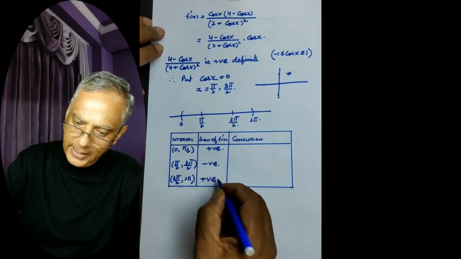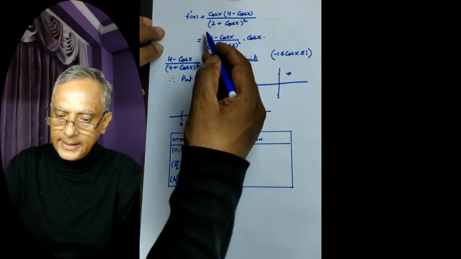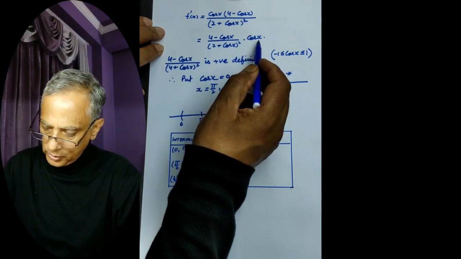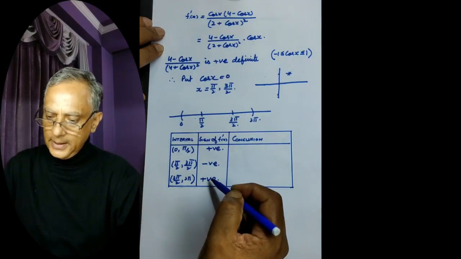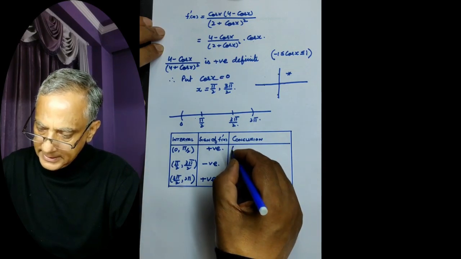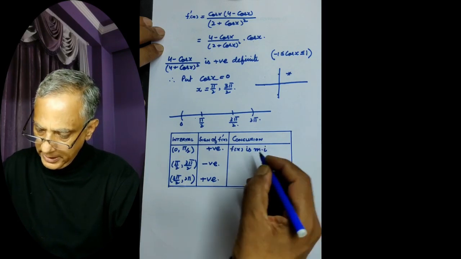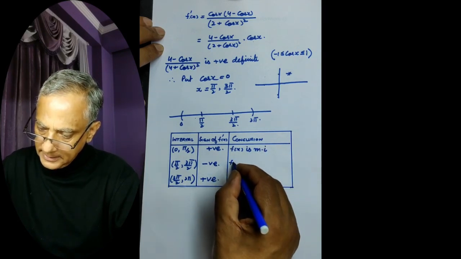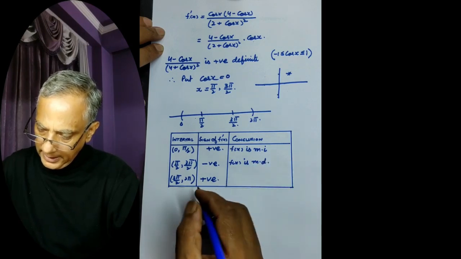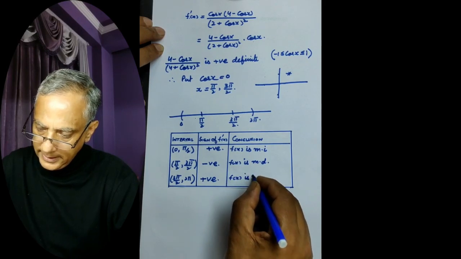This is positive definite, so this will remain always positive. So while finding the sign of f'(x), we will find the sign of only cos x. So these are the signs of f'(x). Conclusion: if f'(x) is positive, f(x) is monotonically increasing. Negative: f(x) is monotonically decreasing.